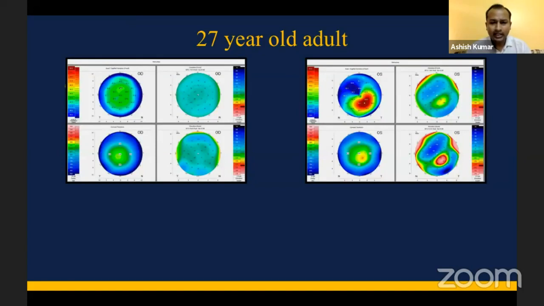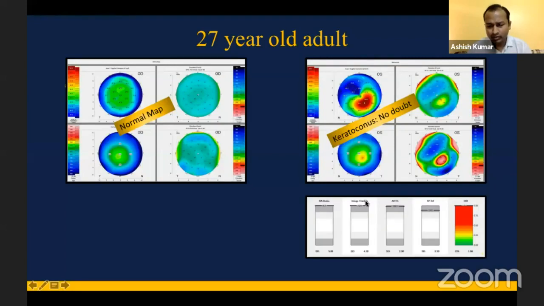Let's see an example of how CBI can be useful. If you see on the left side, the map shows typical keratoconus, and on the right-hand side, the map doesn't show any changes in favor of even a subclinical keratoconus.